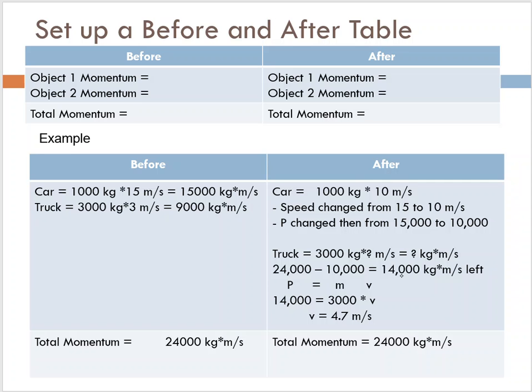So that leaves 14,000 kilogram meters per second left for the truck. So we can then plug that into our equation and find out what then is the velocity of the truck. And it turns out the velocity of the truck after the collision is 4.7 meters per second.